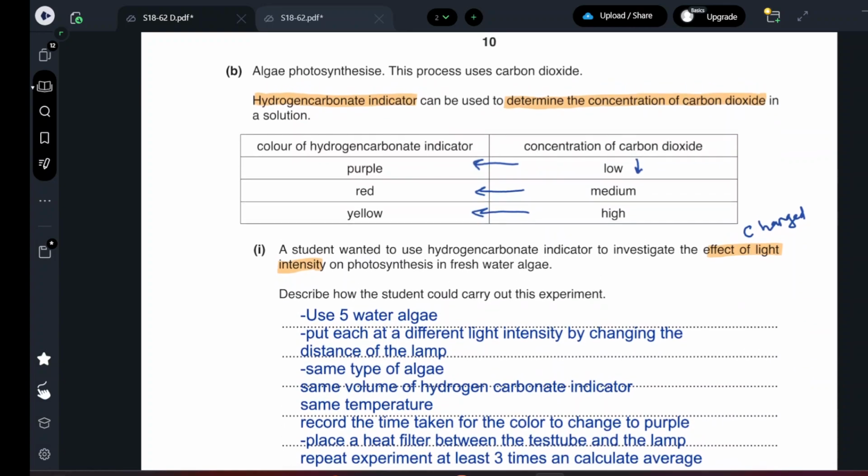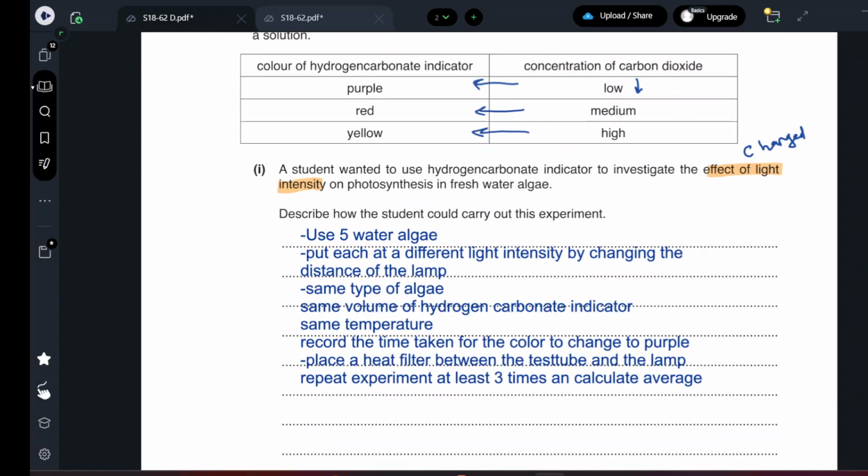As an improvement for this experiment, I can put a heat filter, because the heat filter allows the light to pass and prevents the heat from passing. So the lamp will produce heat and light. The heat filter will allow the light only to pass to affect the experiment, but the temperature will not pass. At the end, we tell him to repeat the experiment at least 3 times and calculate the average.